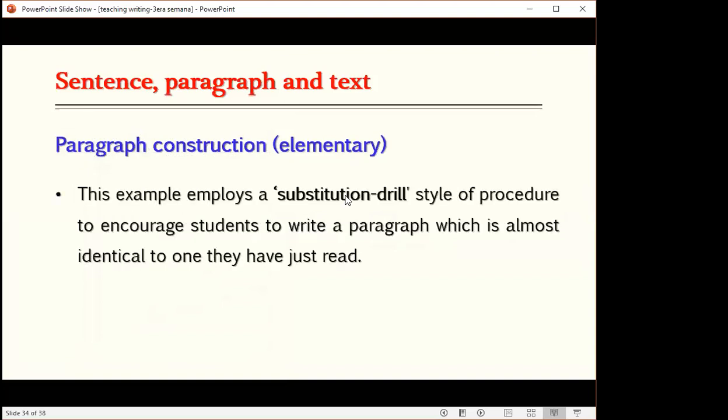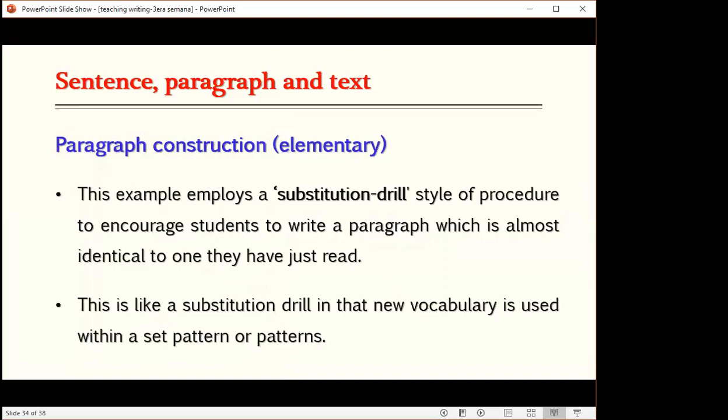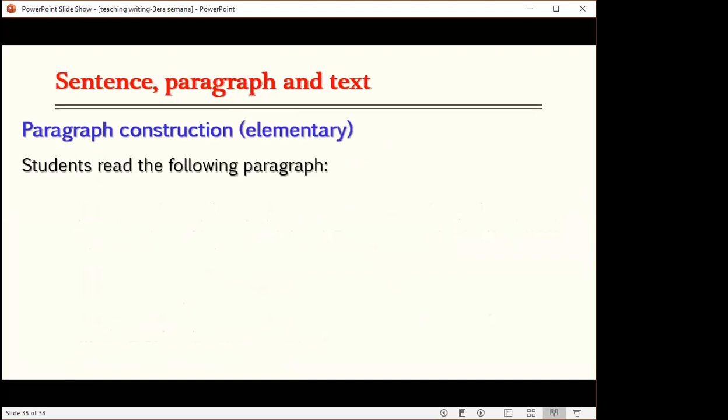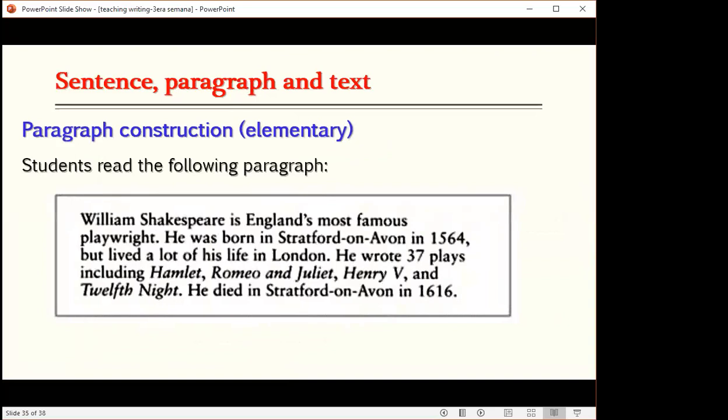Paragraph construction. This example employs a substitution drill style of procedure to encourage students to write a paragraph which is almost identical to one they have just read. This is like a substitution drill in which the new vocabulary is used within a set pattern or patterns. For example, here, students read the following paragraph. William Shakespeare is England's most famous playwright. He was born in Stratford-on-Avon in 1564. So we start reading this paragraph.